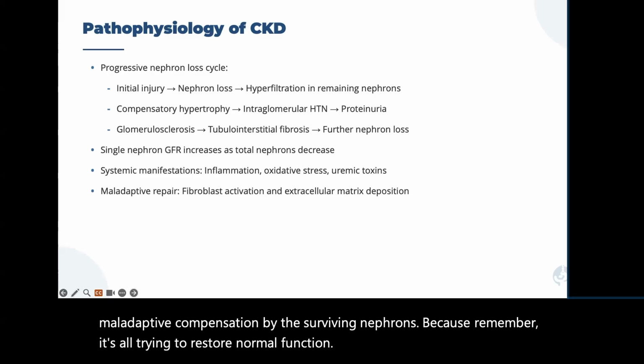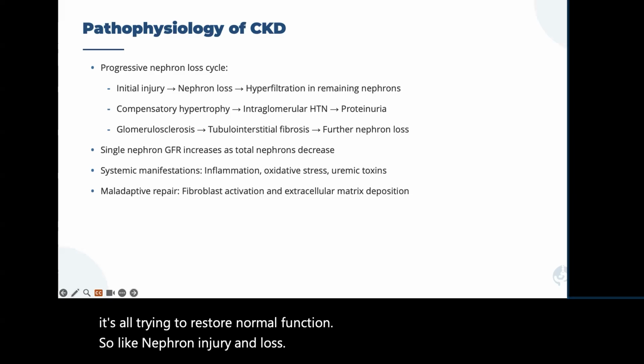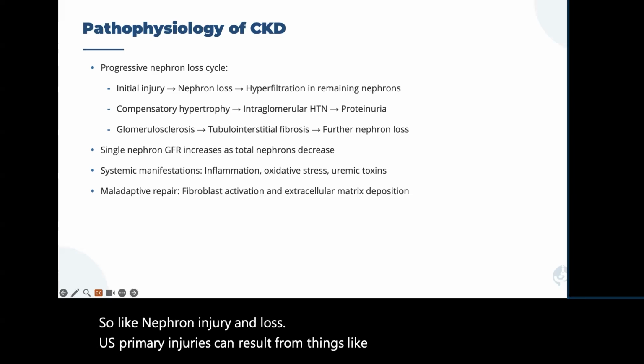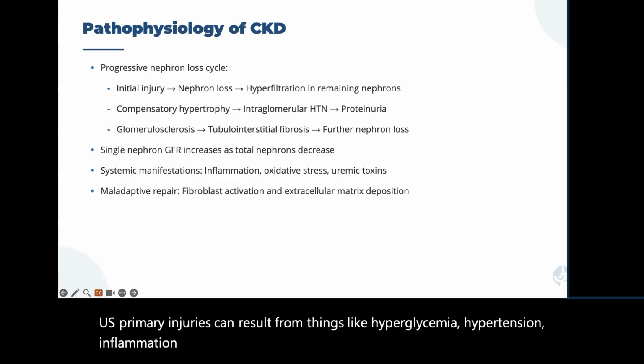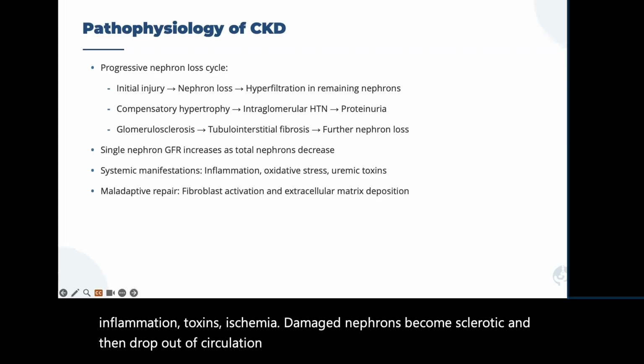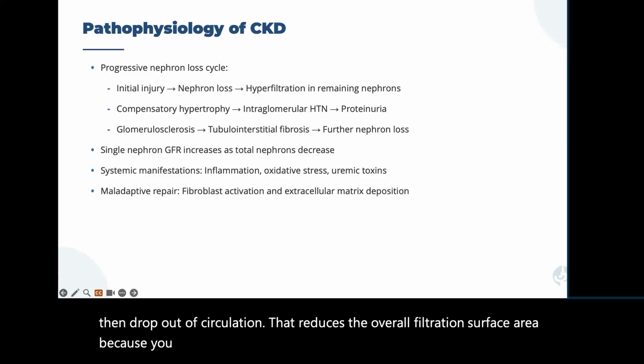So, nephron injury and loss: primary injuries can result from things like hyperglycemia, hypertension, inflammation, toxins, ischemia. Damaged nephrons become sclerotic and then drop out of circulation. That reduces the overall filtration surface area because you don't have all the nephrons firing on all cylinders.